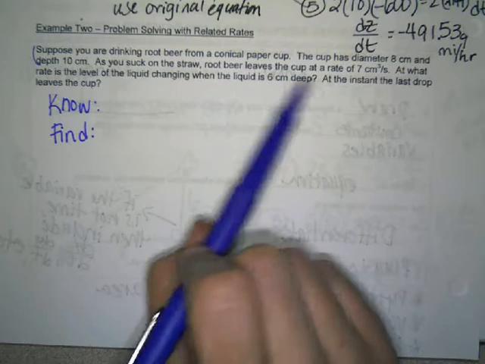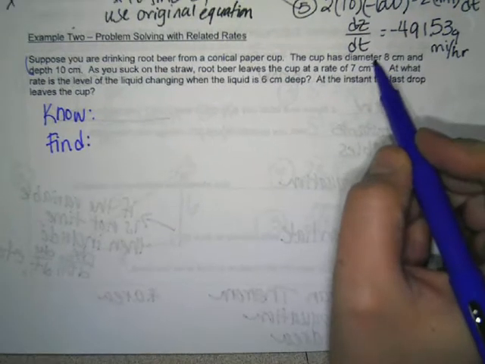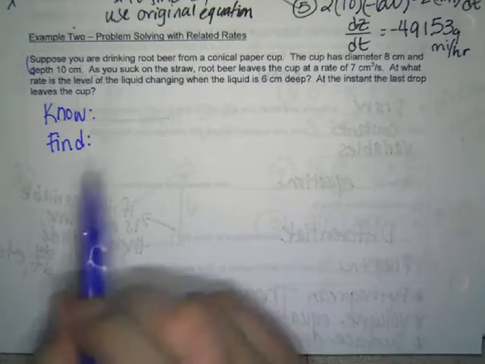I hope you've noticed that when you have questions, they give you the scenario and then the questions, and your specific information is in those questions. So usually what you know is in the couple of sentences before. You know it's a cone. You know the cup has a diameter 8 centimeters and 10 depth. And then the root beer is leaving the cup at a rate of 7 centimeters cubed per second. So what did I say yesterday about something that's being cubed? As volume. So that's the rate that's given to us.